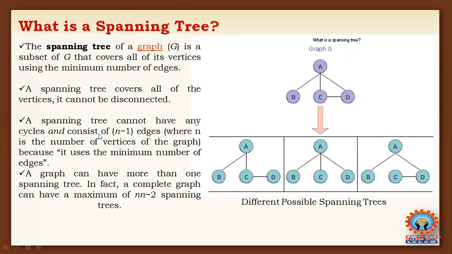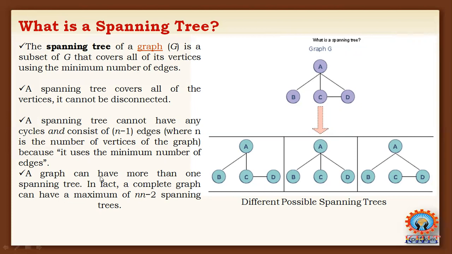And the spanning tree contains n minus 1 edges, where n is the number of vertices. Suppose the spanning tree contains four vertices, namely A, B, C, D. The total number of edges is n minus 1, 4 minus 1, three edges. Here A to B is one edge, A to C is the second edge, and C to D is another edge. The total number of edges always depends on the total number of vertices of the given graph. So the total number of edges in the given spanning tree equals V minus 1, the total number of vertices minus 1.